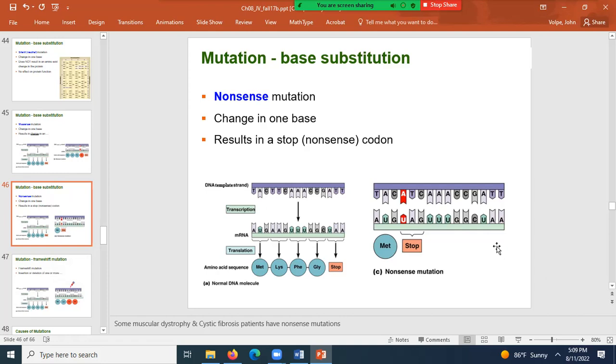All right. Another mutation is a nonsense mutation. This is a base substitution where you change the nucleotides. So instead of coding for an amino acid, I'll blow this up.